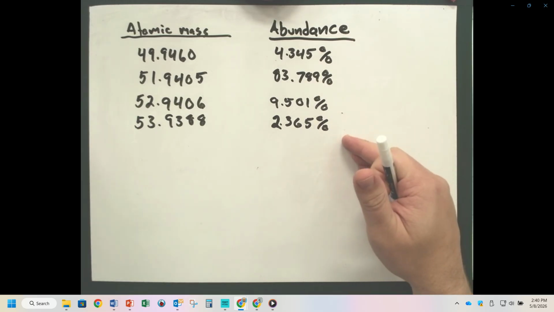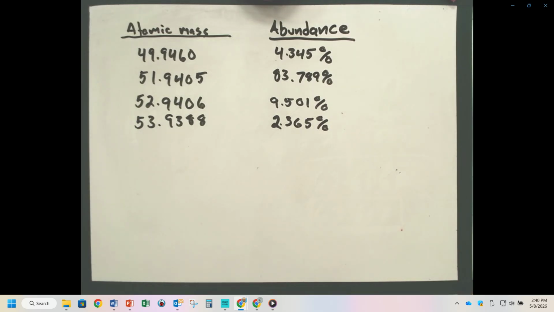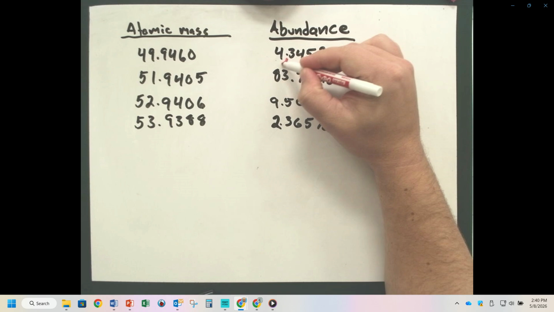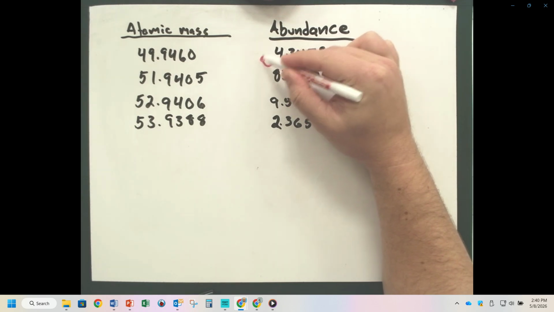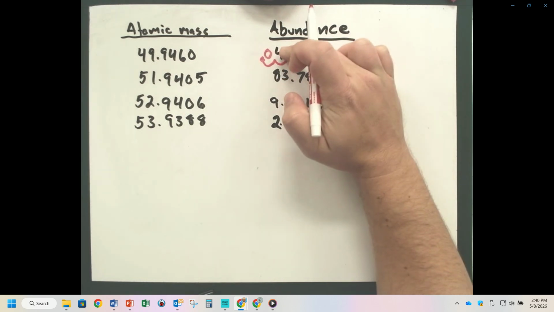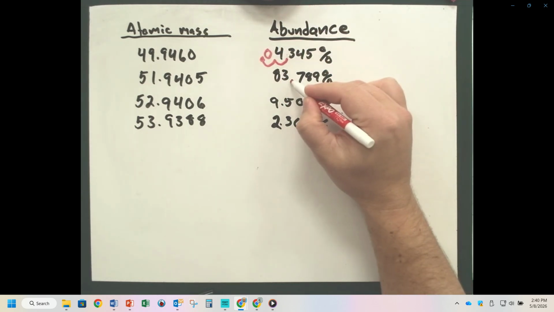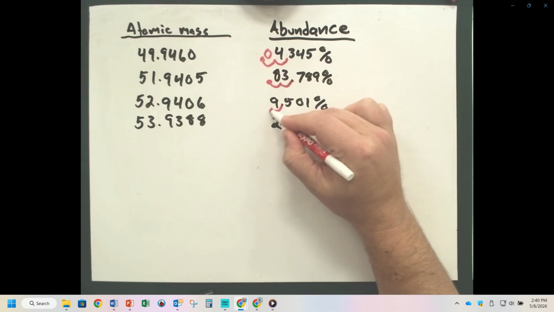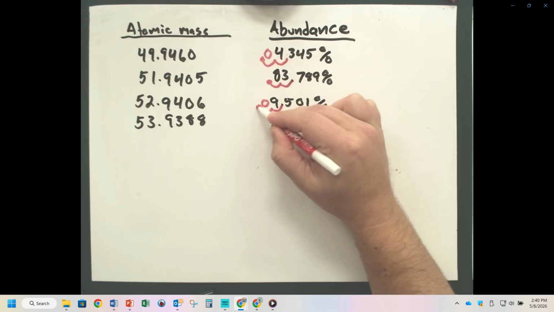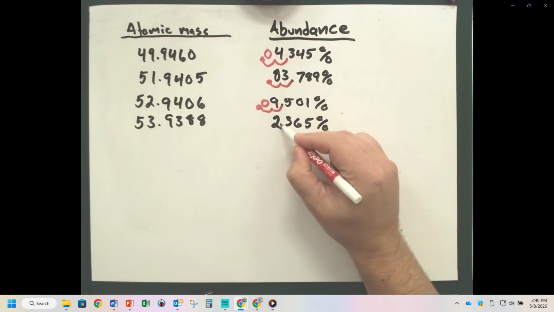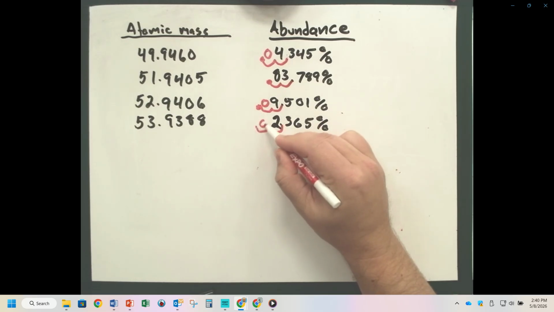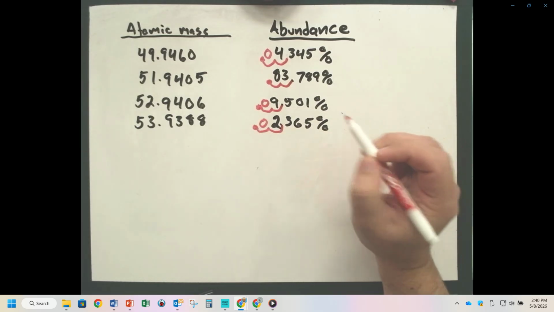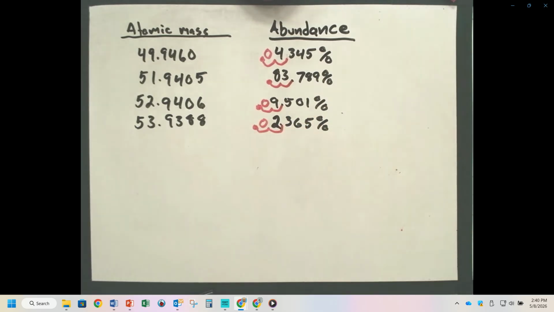So the first thing I need to do is for each one of these, I need to move my decimal 2 places. So this one's 0.04345, and I move my decimal 2 places, so it's 0.83. Move it 2 places. 0.09. Make sure it's 2 places. You're not just moving it to the front, you're moving it 2 places. Right? So I've moved my decimal on each one of them.